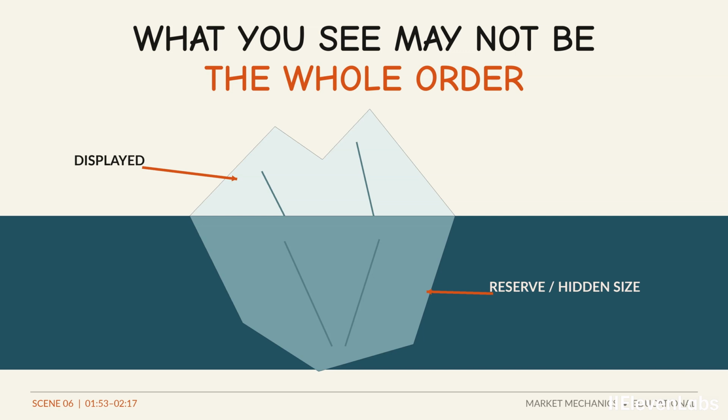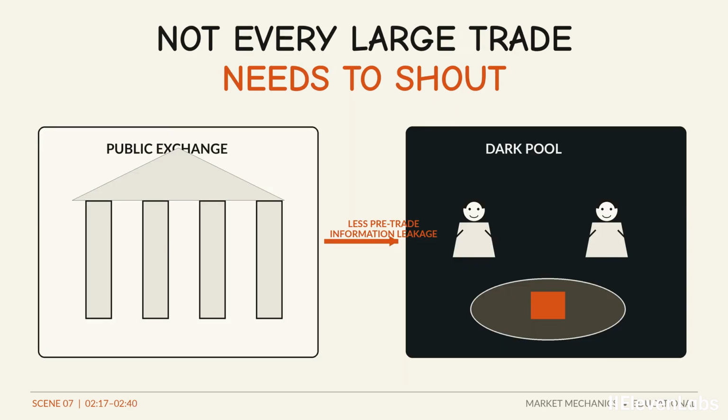Institutions can also use off-exchange trading venues, including dark pools. These venues do not publicly display the same pre-trade order information as a traditional lit exchange. They were developed in part to let large buyers and sellers seek execution with less information leakage and less immediate market impact. And now we arrive at the useful question.